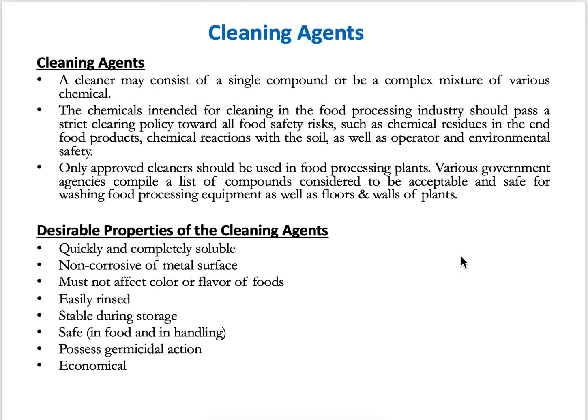The cleaning agents, we call them cleaners, may consist of a single compound or be a complex mixture of various chemicals. I mean, there can be one chemical or several different kinds of chemicals. However, the chemicals which we use in the food processing plant should pass a strict cleaning policy toward all food safety risks, such as chemical residues in food products, chemical reactions with the soil, as well as operator and environmental safety. And also, these chemicals should be approved by the agencies.